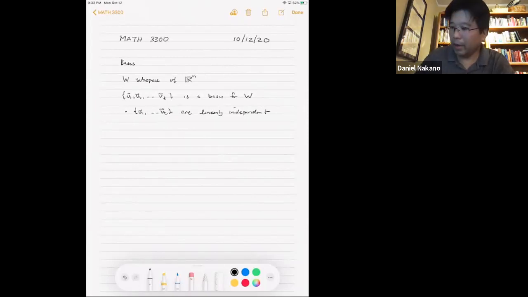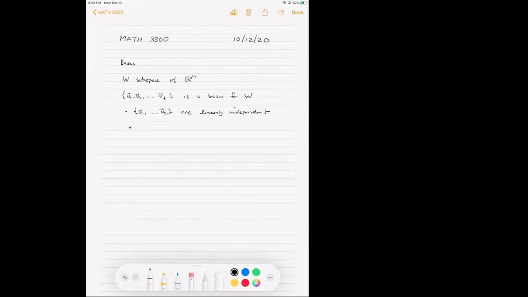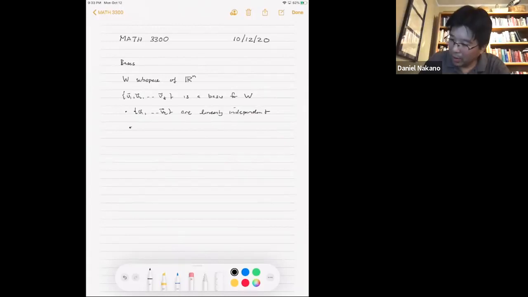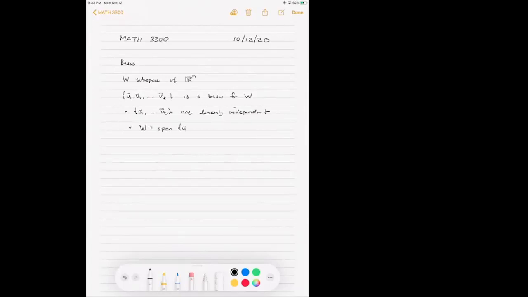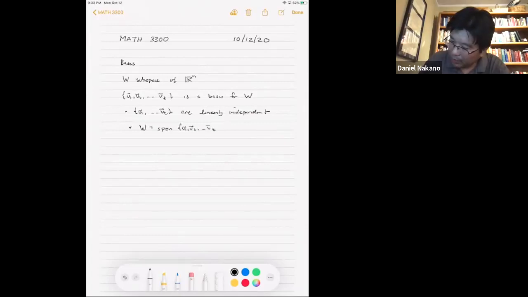Okay. And what other property do you need for a basis? Anyone? So what other property do you need for a basis? The span of the vectors. Okay, good. So W is the span of v1, v2, up to vt. So they're linearly independent and they also span. Okay.